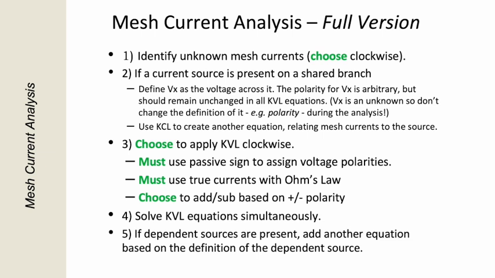First thing we'll do, as before, identify our unknown mesh currents. I'll choose clockwise to define mine. Then, if a current source is present on a shared branch, we need to define a voltage, say Vx, across it. Pick whatever polarity you want, but once you pick it, keep it the same. After all, Vx is an unknown, so we don't want to change the definition of our unknown, the polarity, for example, during the middle of the analysis. So pick the polarity, leave it set through the rest of the analysis, and then we can always use KCL to create another equation that relates the unknown mesh currents to that source current.